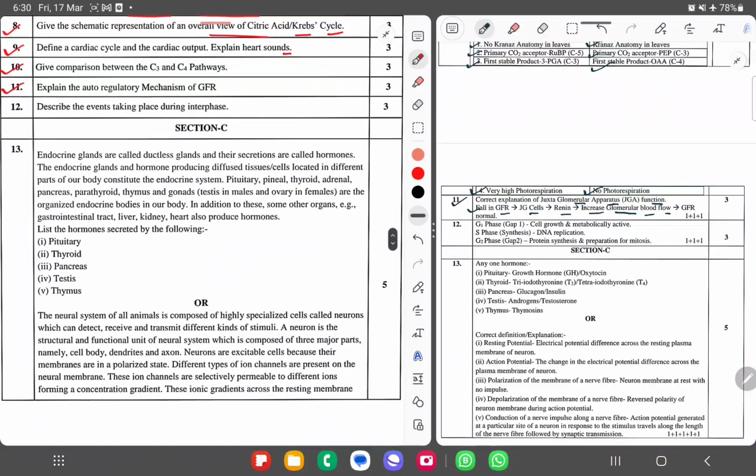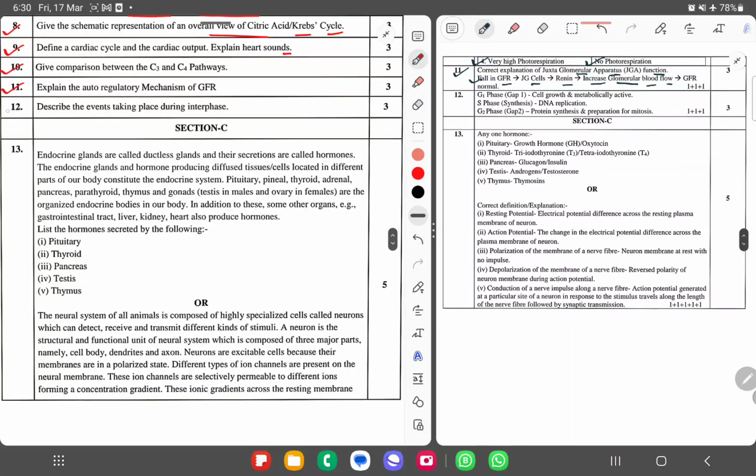Question number 12. Describe the events taking place during interphase. G1 phase, gap 1: cell growth and metabolically active. S phase, synthesis: DNA replication. G2 phase: protein synthesis and preparation for mitosis.